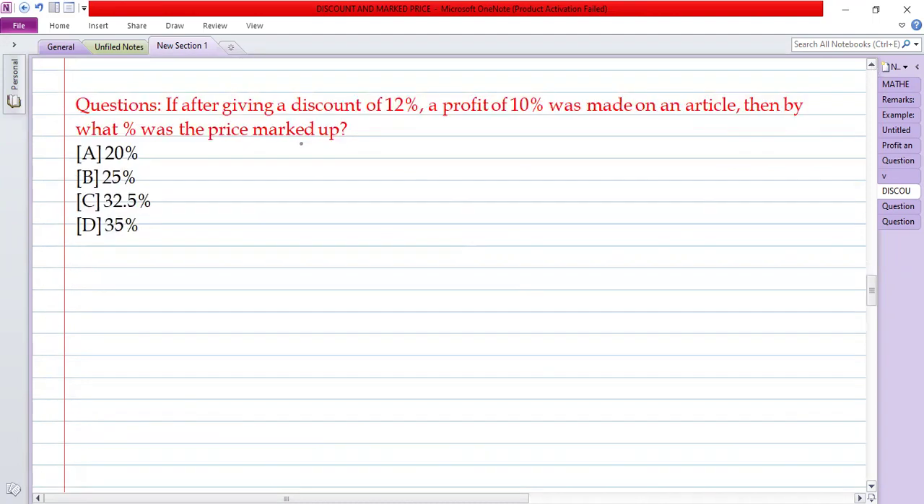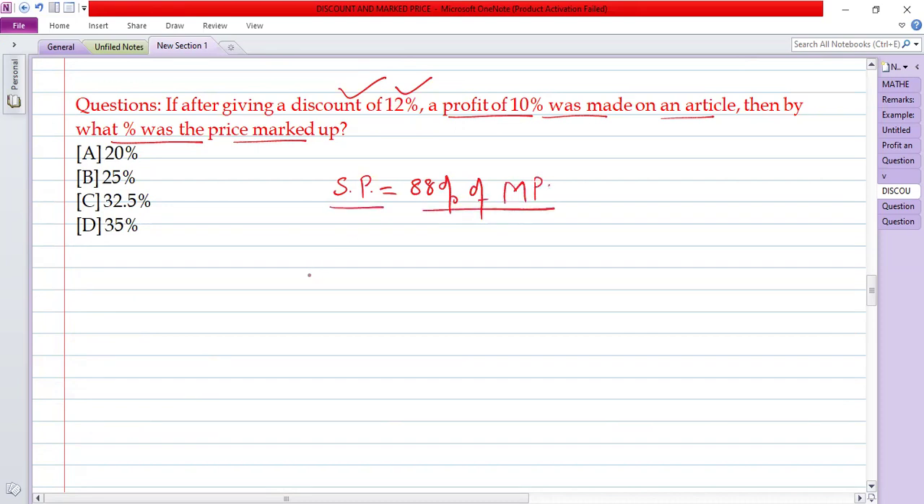So now here, after giving a discount of 12%, a profit of 10% was made on the article. Then by what percent was the price marked up? Okay. So here it says the discount is 12%. So what will be the selling price? Selling price will be nothing but 88% of the marked price.